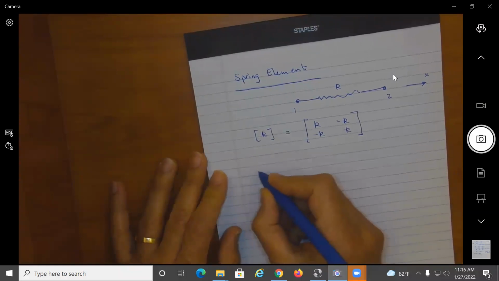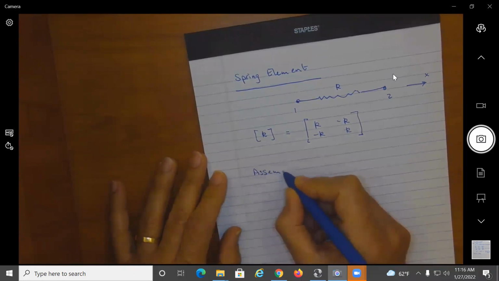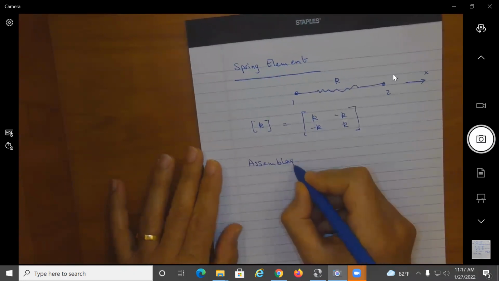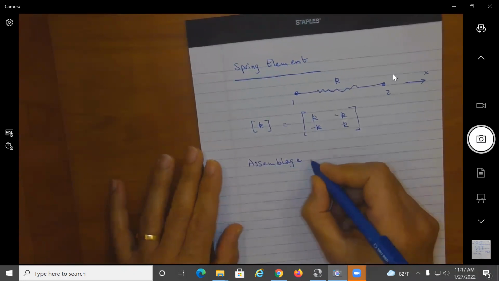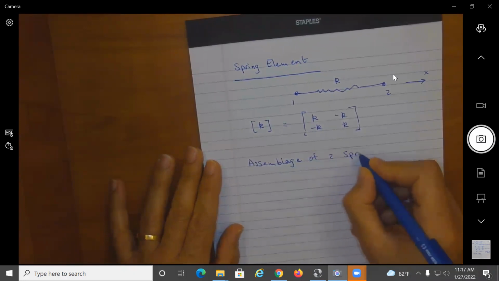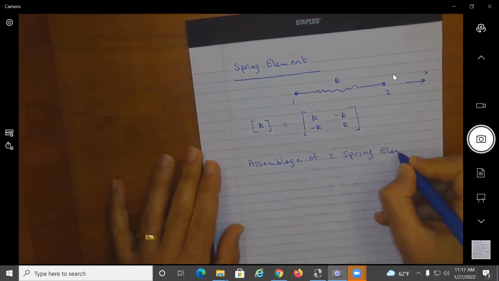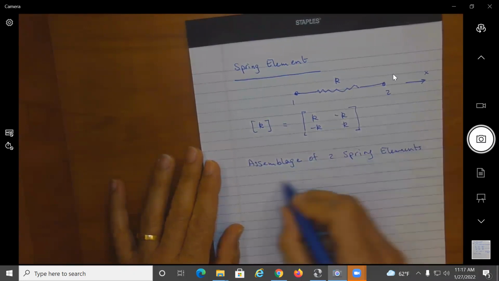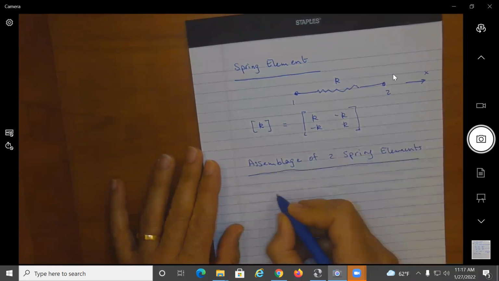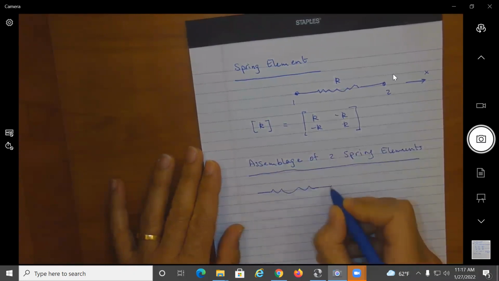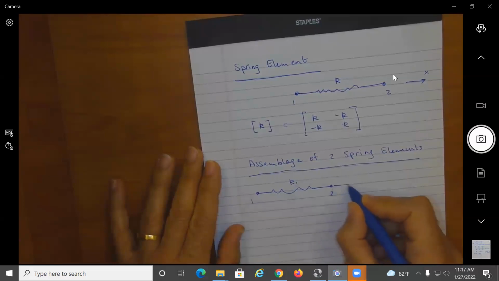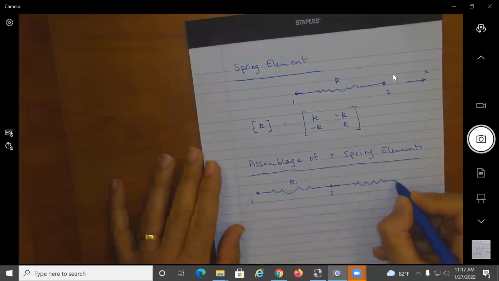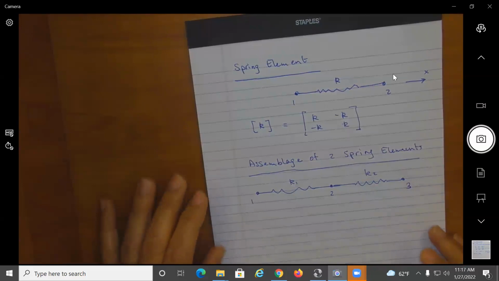We looked at an assemblage of 2 spring elements, where this was K1, extending between node 1 and 2, connected to another spring element that has a spring constant K2 and extends from 2 to 3.